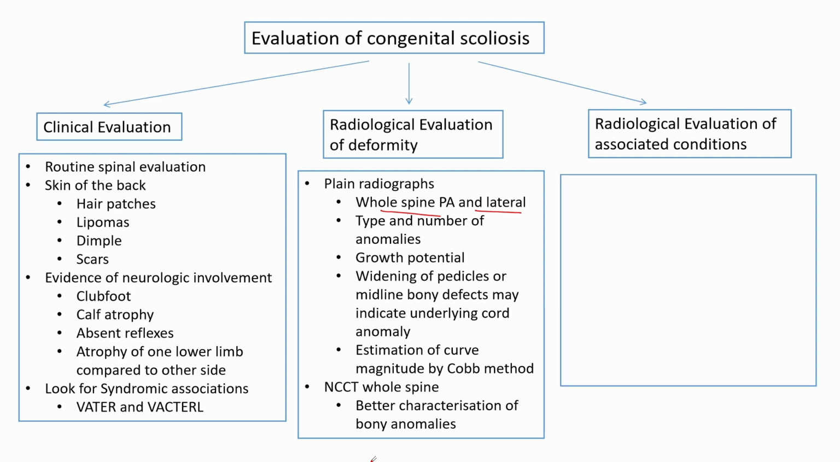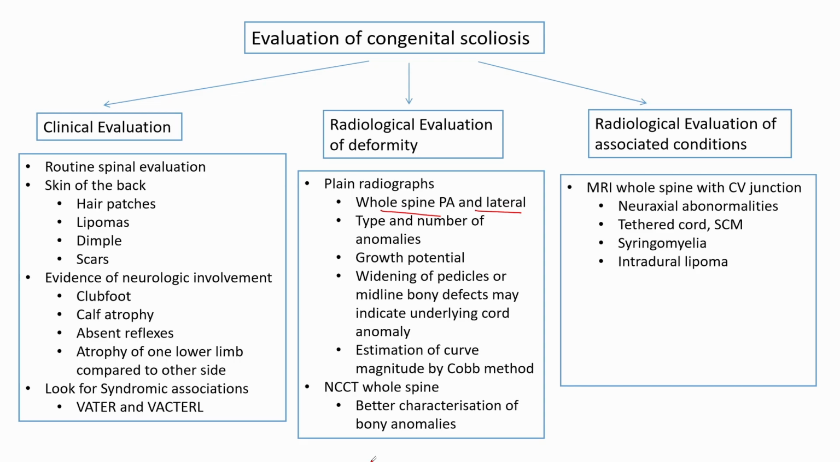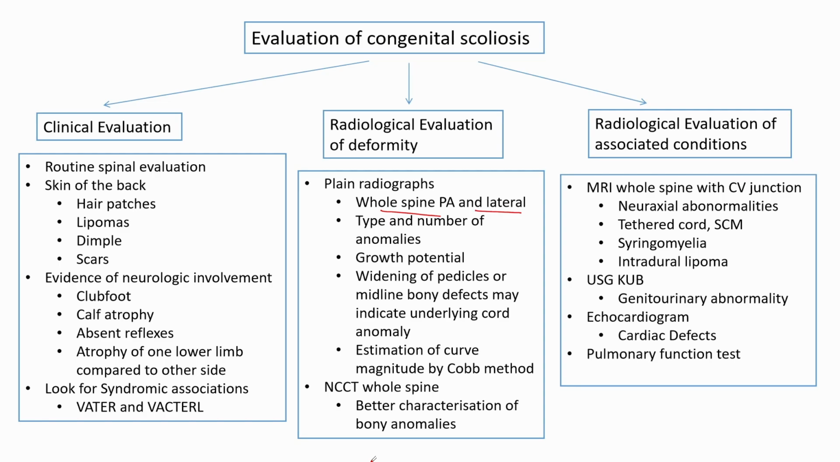Radiological evaluation of associated conditions includes an MRI of the whole spine with craniovertebral junction, which may help us look for neuroaxial abnormalities like tethered cord syndrome, split cord malformation, syringomyelia, or intradural lipoma. Genitourinary abnormalities are ruled out by an ultrasound KUB. Cardiac defects are ruled out by echocardiogram, and a pulmonary function test can help us assess the presence and the degree of restrictive lung disease.